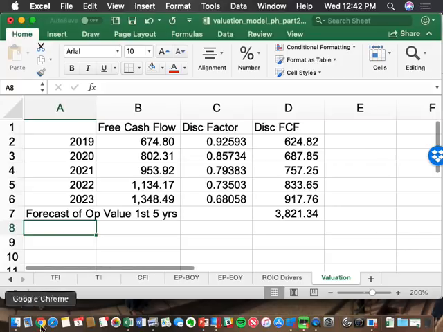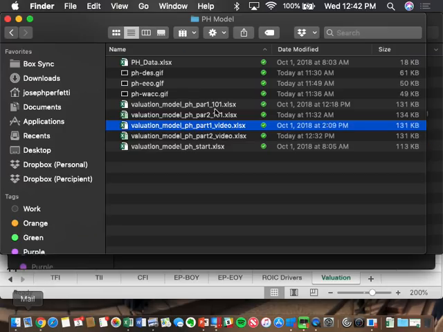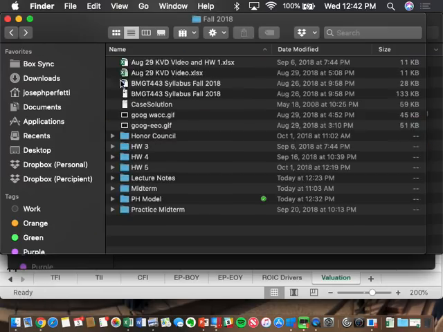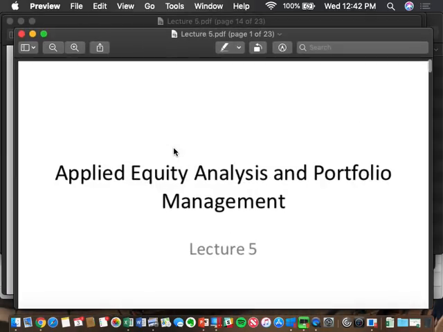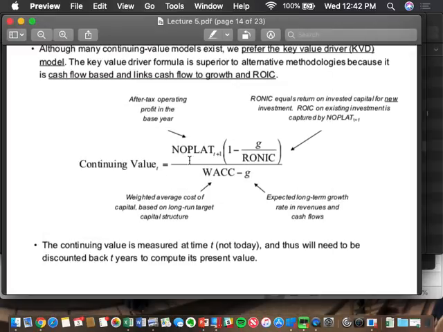We've already talked about it this semester, but it's also in this week's reading and therefore this week's lecture notes. Pop those up, lecture note 5. Here it is, already had it up. It's this formula. Continuing value, perpetuity, is NOPLAT times (1 minus g over ROIC) divided by (WACC minus g). We've already seen and used this formula. This is the reason we're using it, because this is what we're going to use to estimate continuing value.